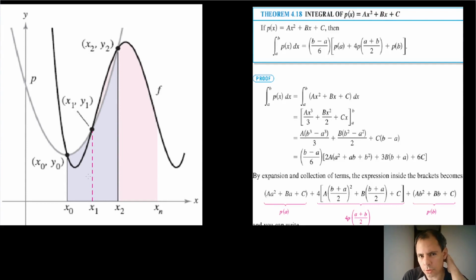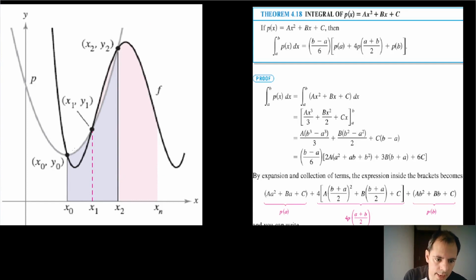It's just like the trapezoidal rule. So you have xn minus x0 divided by n. You're going to have all these intervals around here, and there's going to be another one and another one until you get to the end.